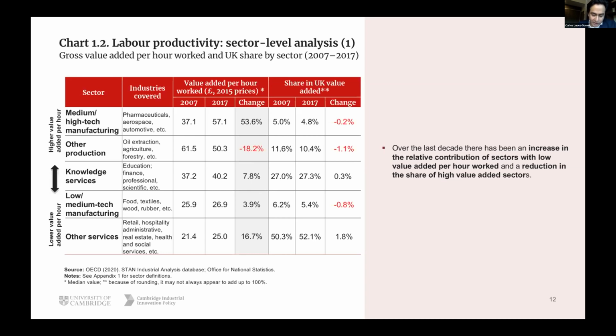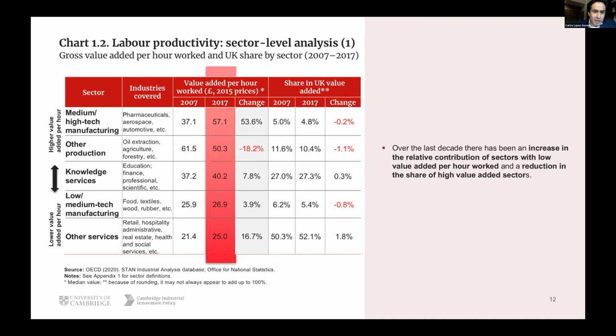This table shows broad sectors of the UK economy arranged according to their value added per hour, which is a typical measure of labor productivity. You have the category other services at the bottom, which includes retail, hospitality, and administrative services, and is the one with the lowest value added per hour. There are different proxies for measuring this, but the results are similar with different types of value-added measures.